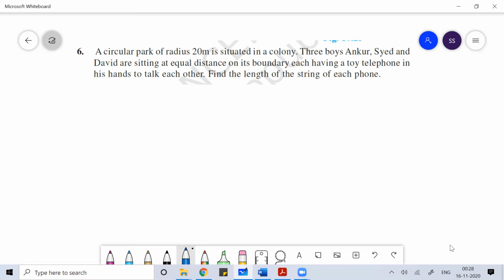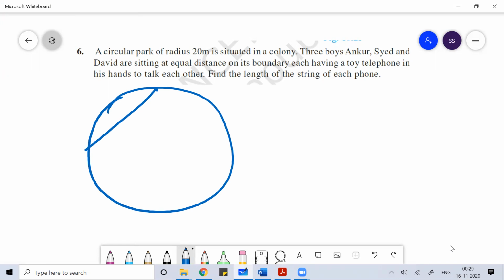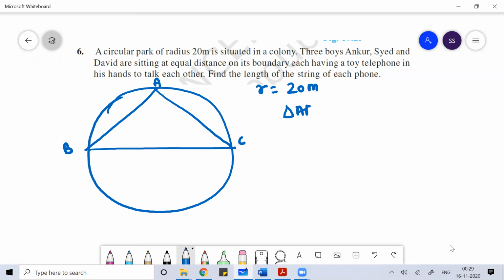Okay, so this is the question. This is A B C. This is an equilateral triangle. You know that part, right? Once you know that part, this is an equilateral triangle. The radius is 20 meter. So here triangle ABC is the equilateral triangle.